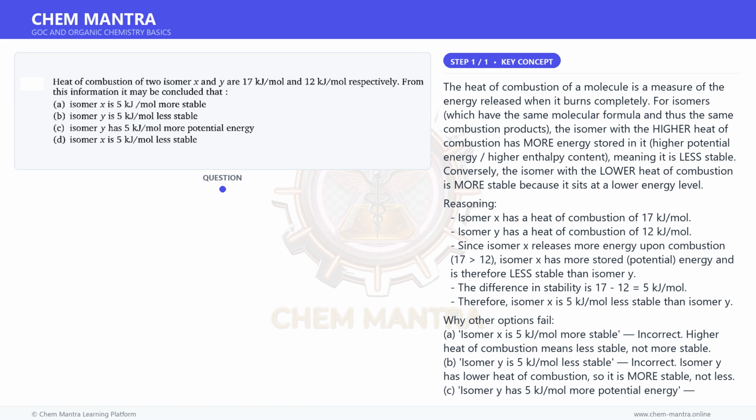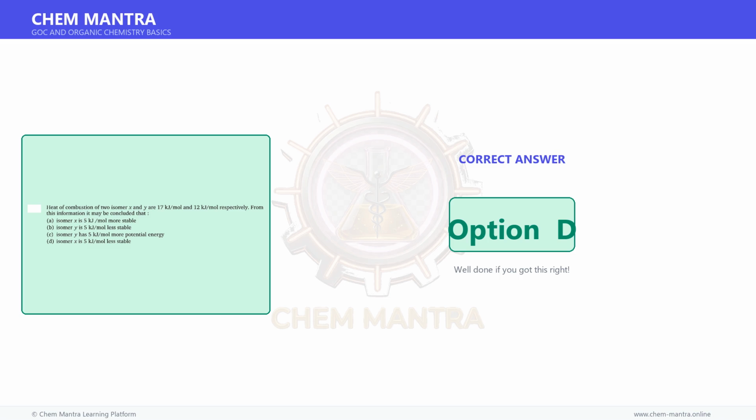C. Isomer Y has 5 kJ/mol more potential energy. Incorrect. Isomer X has more potential energy since it releases more energy on combustion. D. Isomer X is 5 kJ/mol less stable. Correct. Isomer X has higher heat of combustion, so it has higher potential energy and is 5 kJ/mol less stable than isomer Y. Therefore, the correct answer is D. Therefore, the correct answer is option D.